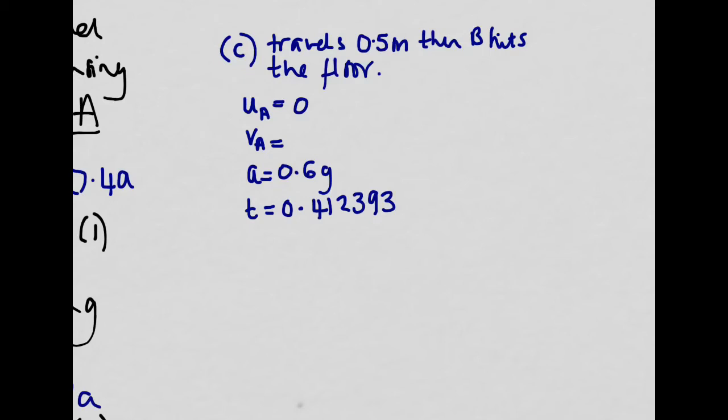Well, that's equally okay. The speed that B hits the floor at is actually the same speed that A is moving at, because they're connected particles. So yes, you could look at finding the velocity of B as it hits the floor, and that's the same as the velocity of A when B hits the floor. So looking at this here, what would I use?